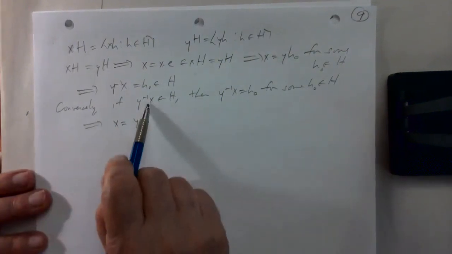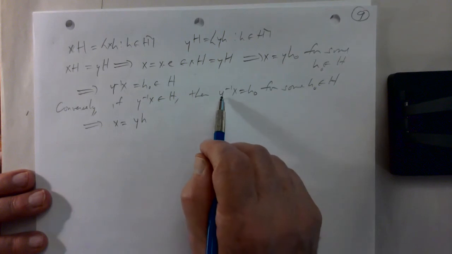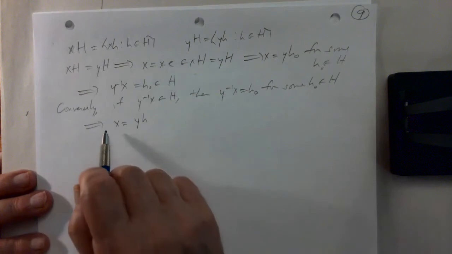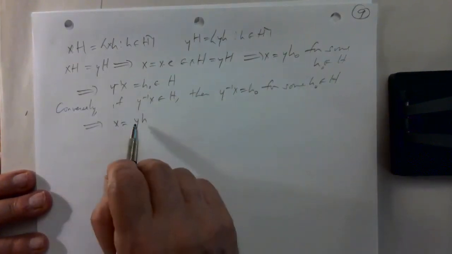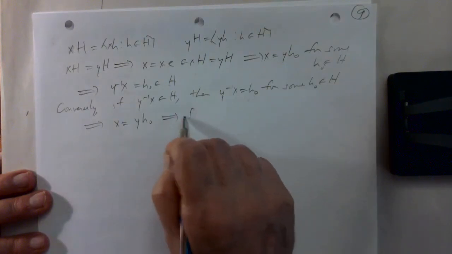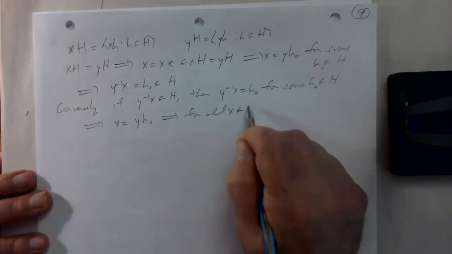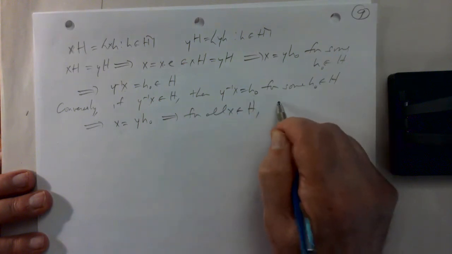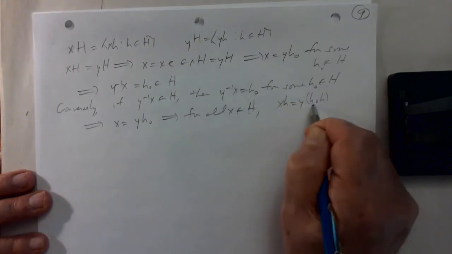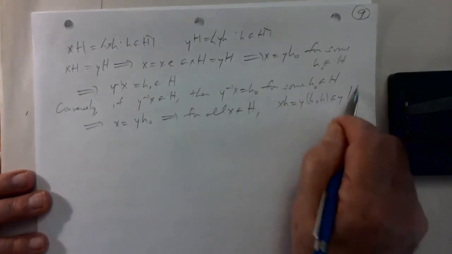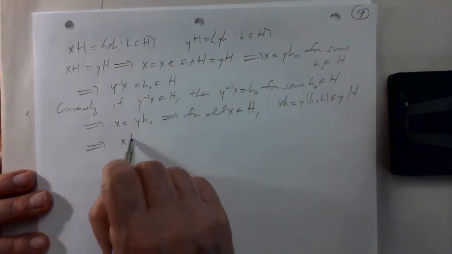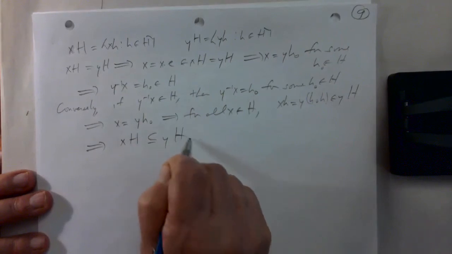So if Y inverse X is in the subgroup H, that means Y inverse X is equal to H naught for some element H naught in the subgroup. So X is Y H naught. So for all X in H, XH is Y H naught H. H naught H is an element of H. This is in YH. So this means that the whole left coset XH is contained in YH.